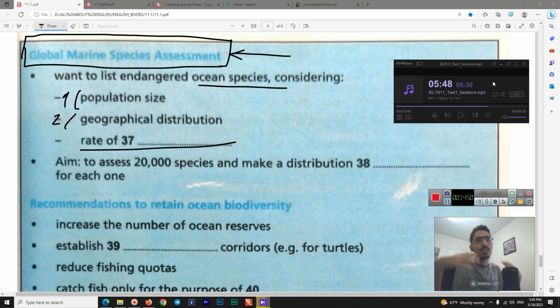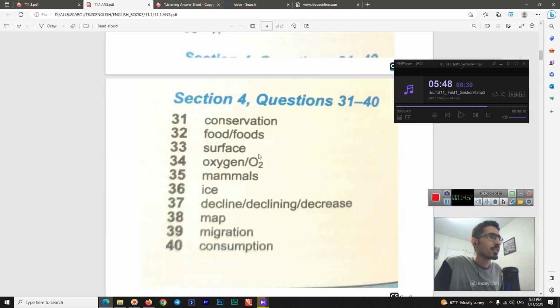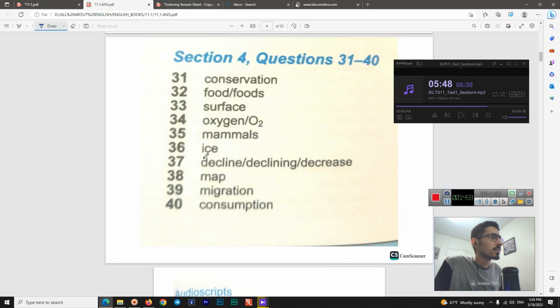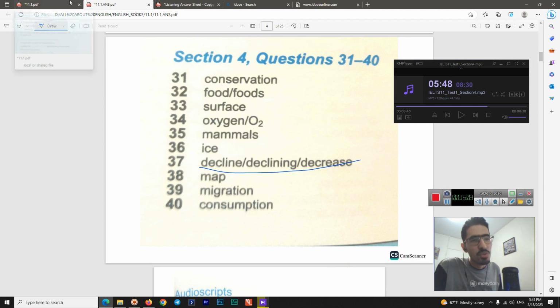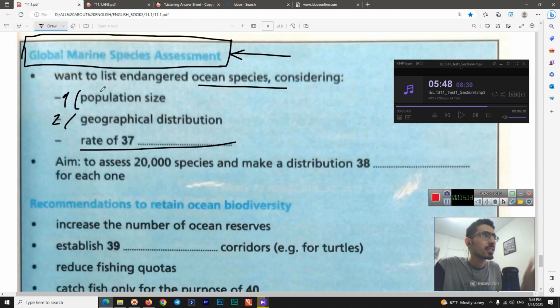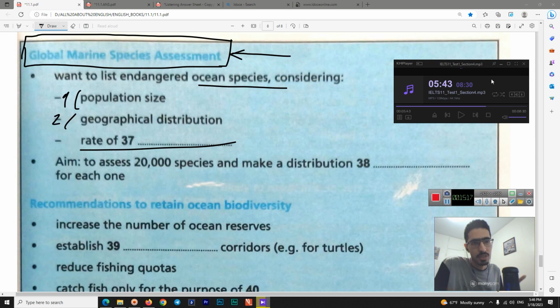The decline, so rate of decline, rate of reduction. You can see the answers here. What were they? Decline, declining, decrease. I usually don't write a word that I don't hear, so I never write decrease or declining. I just write what I hear. And here I wrote what I heard. I heard decline. Exactly, I heard the word decline.